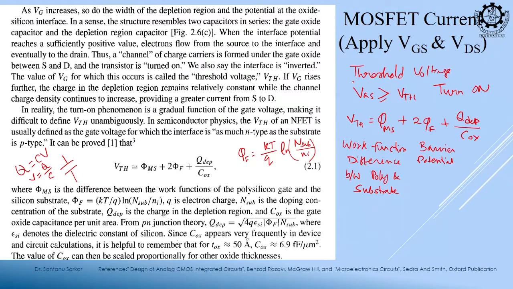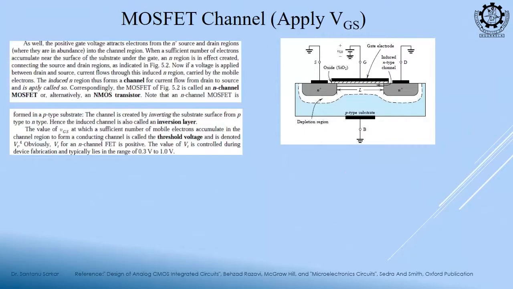What is threshold voltage? Threshold voltage is the minimum amount of gate voltage so that the transistor turns on. And what are the values? It is phi ms, the work function difference between the gate poly and the substrate, plus the barrier potential twice phi f, plus the voltage due to the charge generated, Q depletion by Cox. So, these three terms make up my threshold voltage. This is my depletion region when a positive voltage is applied at the gate.